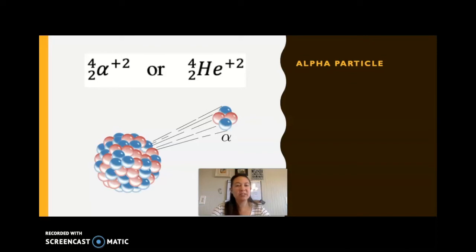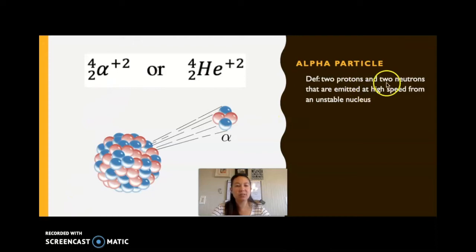So from the simulation, you should have seen that an alpha particle is a particle that's made up of two protons and two neutrons. That alpha particle can be written as 2,4 alpha or 2,4 helium, where the 2 is the number of protons. And remember, 4 is not the number of neutrons. 4 is the number of total nucleons. So since there's 2 protons and 2 neutrons, that's 4 nucleons. And you can write it in either way.